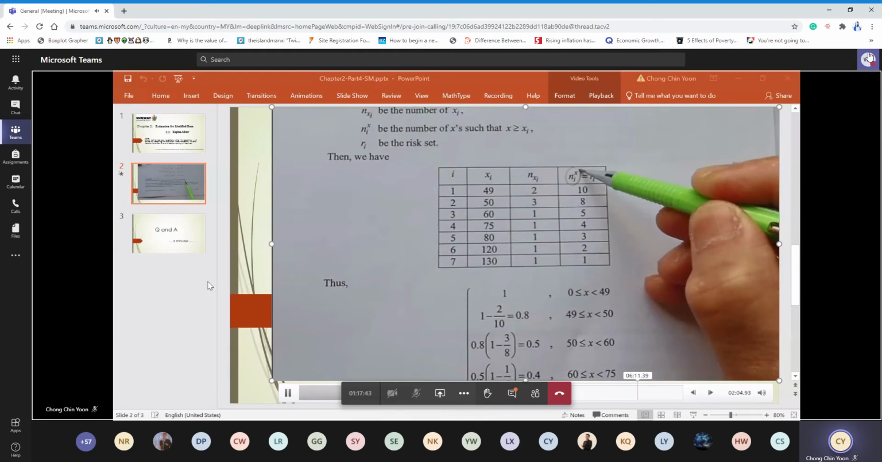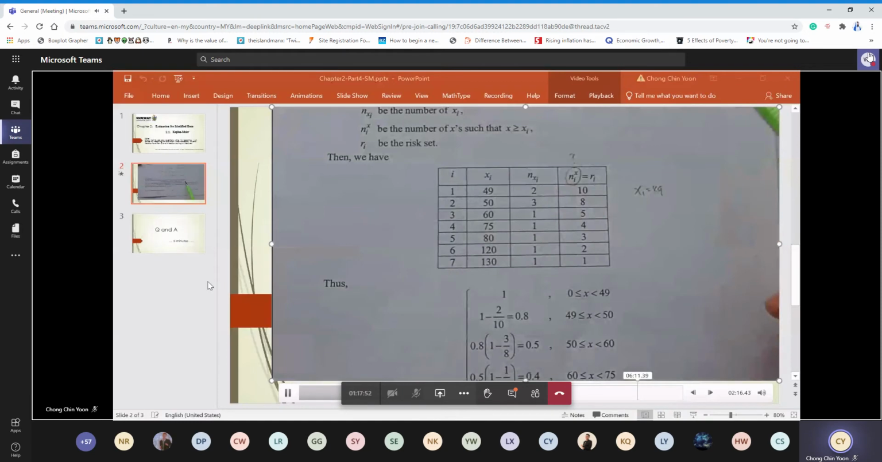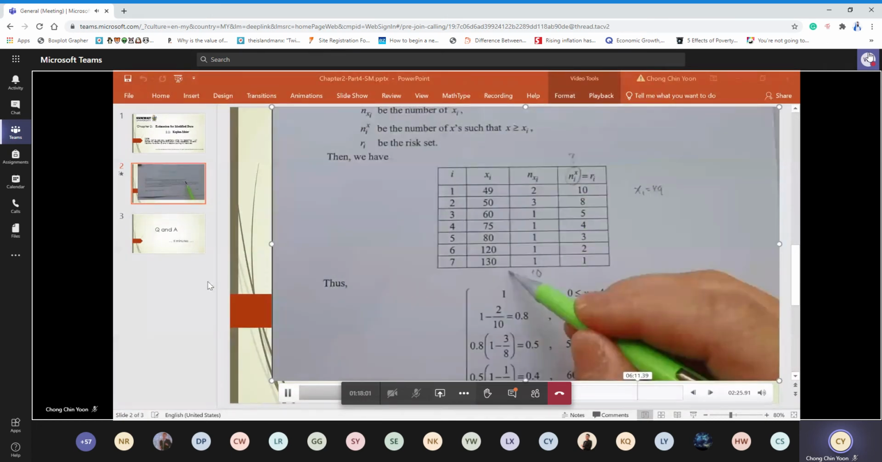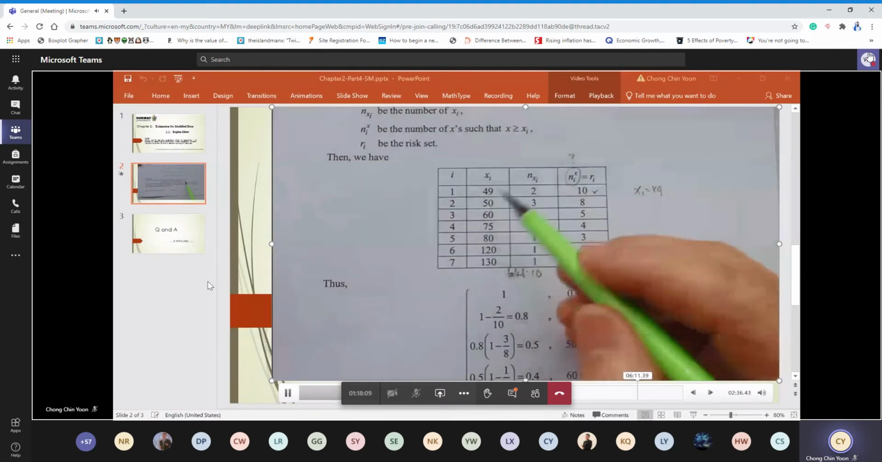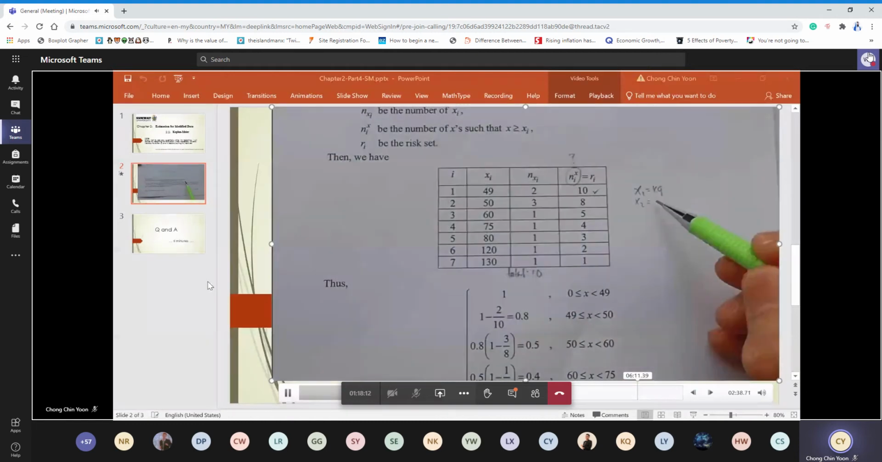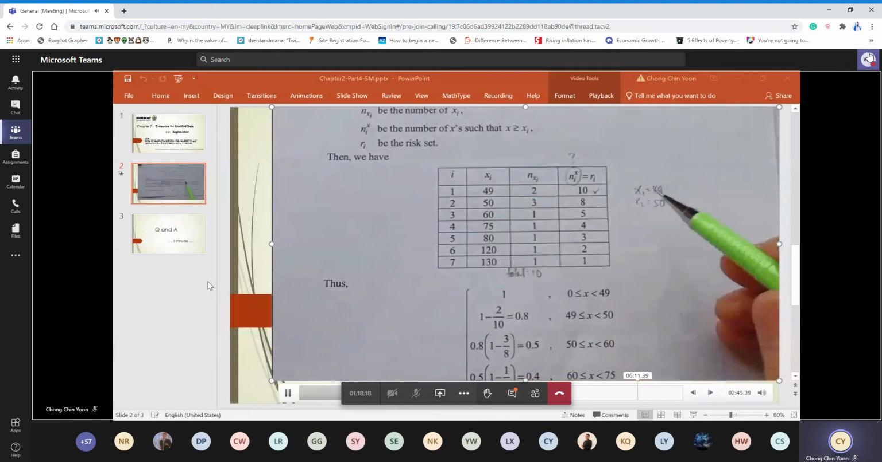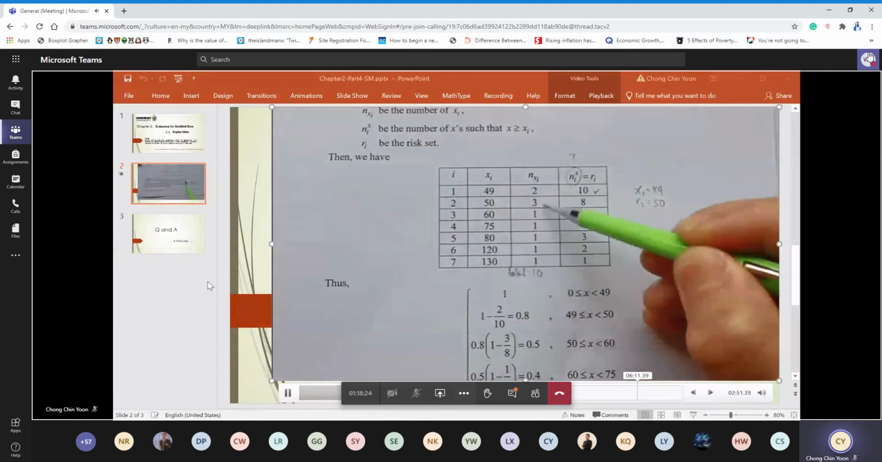So that means if you choose your x1 is 49, then how many x values are more than or equal to 49? Altogether, we have 10 data which are more than or equal to 49, that is 10. And next we choose your x2 when it's 50. So for this, how many x values are more than or equal to 50, that is here. So altogether we have 8.